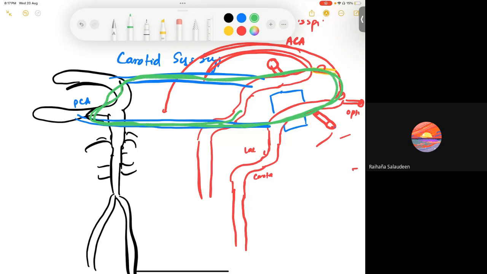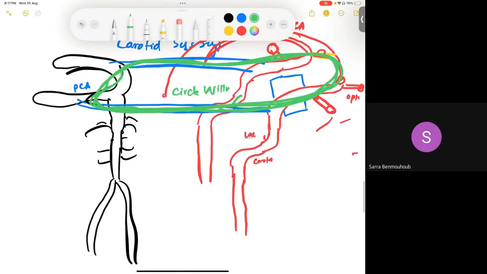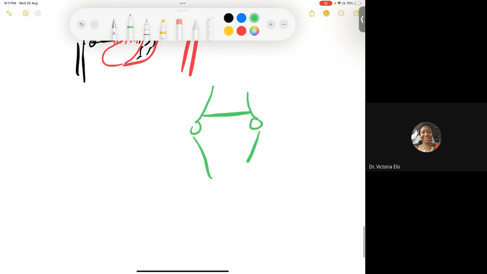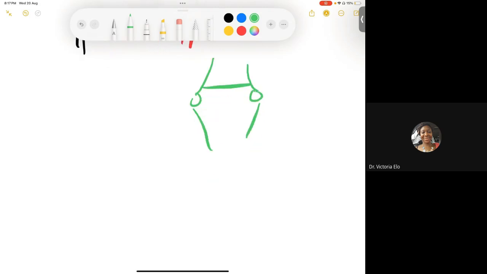Are you guys following me? Yes. This is basically called the circle of Willis. Let me just write here. So we have our anterior communicating artery in the circle of Willis. Then we have internal carotid, which are joining with the posterior communicating artery, to the posterior cerebral artery, forming the circle of Willis. Is it clear?